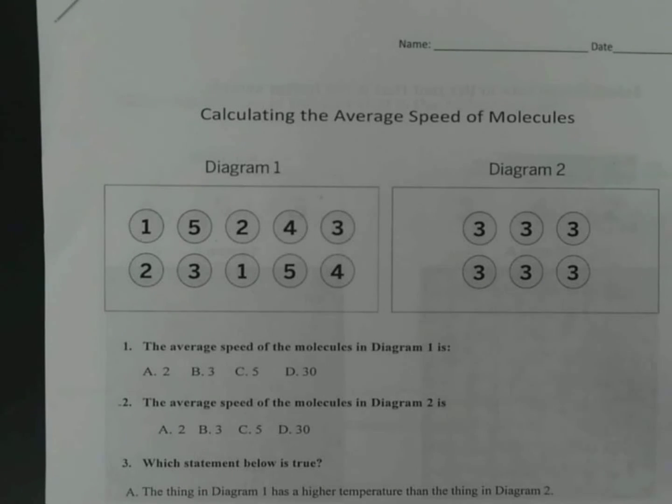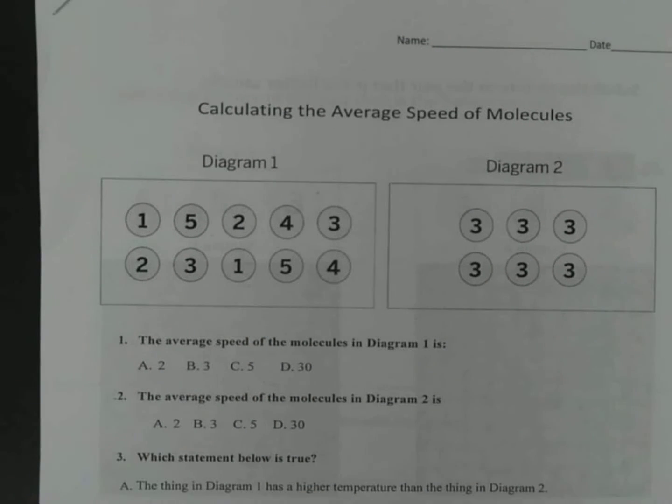Number 1, the average speed of the molecules in diagram 1 is, so this diagram, A, 2, B, 3, C, 5, D, 30. Number 2, the average speed of the molecules in diagram 2. So now look over at the second picture. Is it A2, B3, C5, D30?